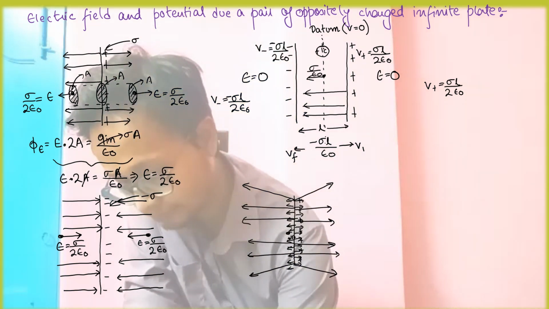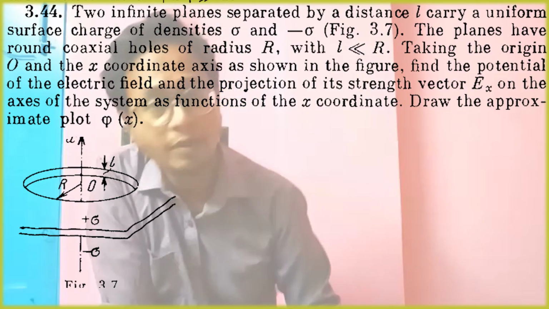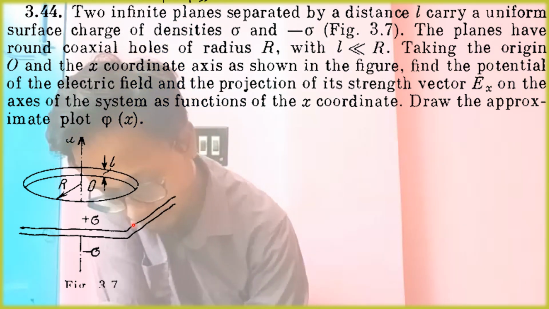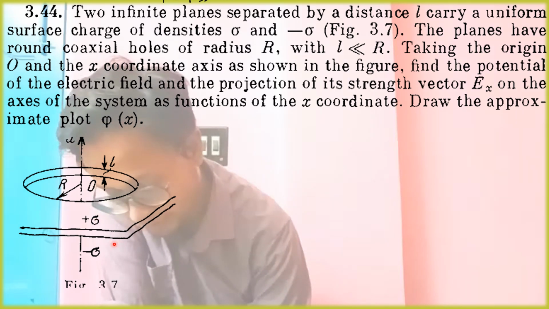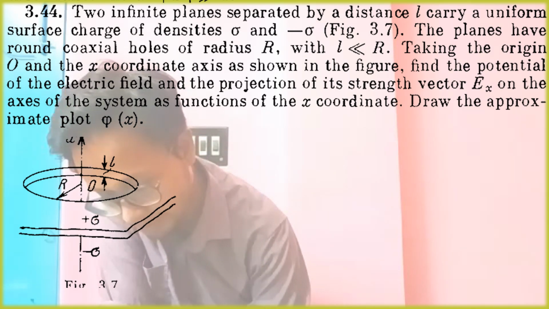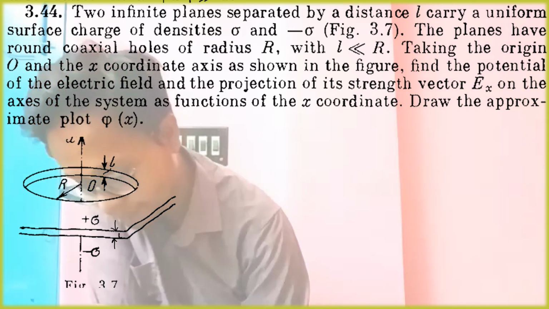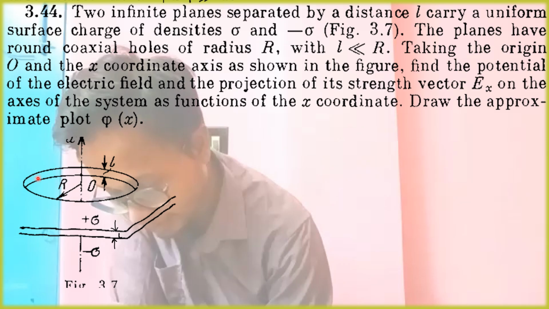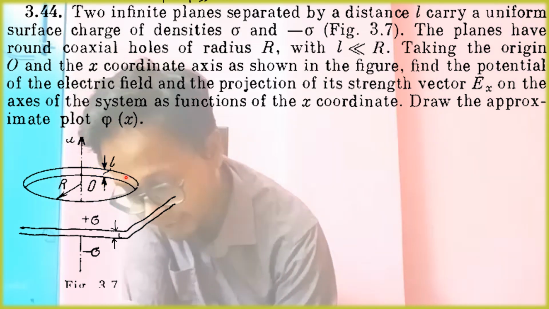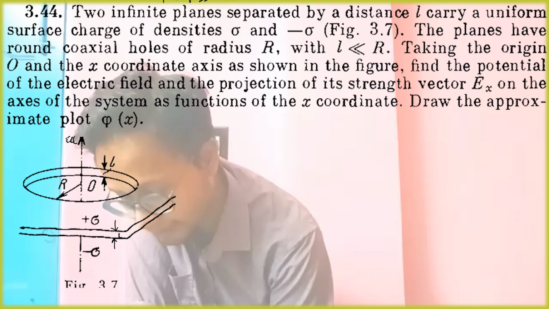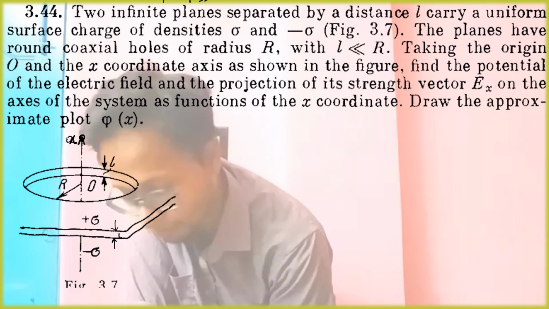Now in this question, there is an infinite plate. The top infinite plate is positively charged and the bottom infinite plate is negatively charged. They are separated by distance L. In the middle of the plate, a circular disc is cut out. We have to find the electric field at this point X.